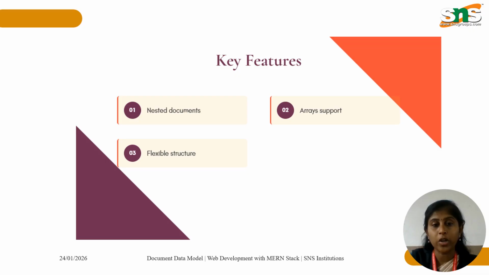The document data model provides several important features. The first feature is flexible schema, where developers can easily add, modify or remove fields without restructuring the entire database. The second feature is nested documents, where related information can be stored inside another document instead of creating multiple tables. The third feature is array support, allowing multiple values to be stored within a single field. Together, these features simplify data management while improving development speed and application flexibility.